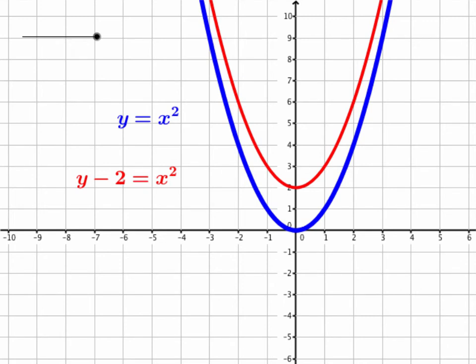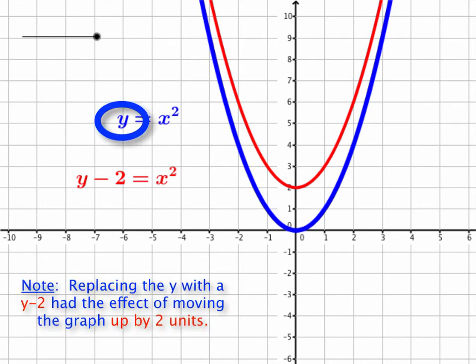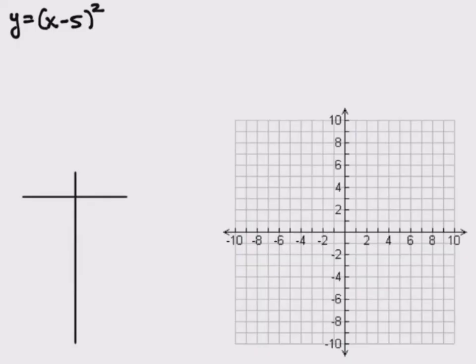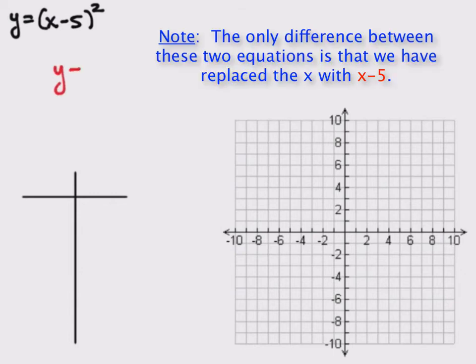And just as we suspected, replacing the y with a y minus 2 had the effect of moving our graph up 2 units. Alright, let's try another one. Now let's graph all the ordered pairs for y equals the quantity x minus 5 squared. Of course, the only difference between this and our baseline y equals x squared is that we replaced the x with an x minus 5.